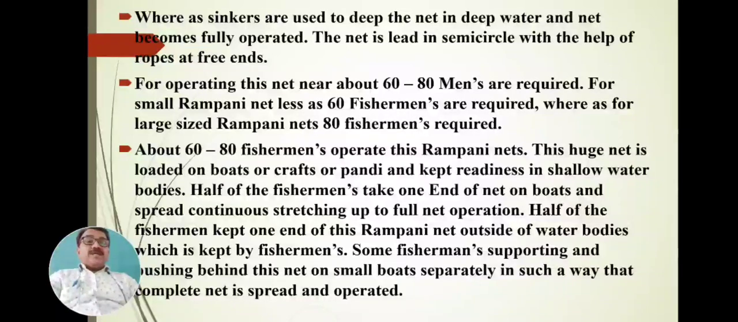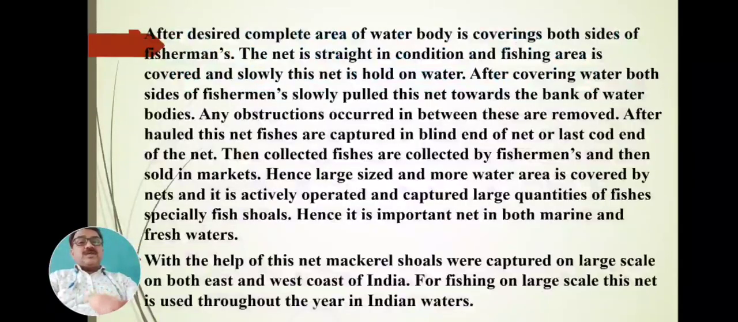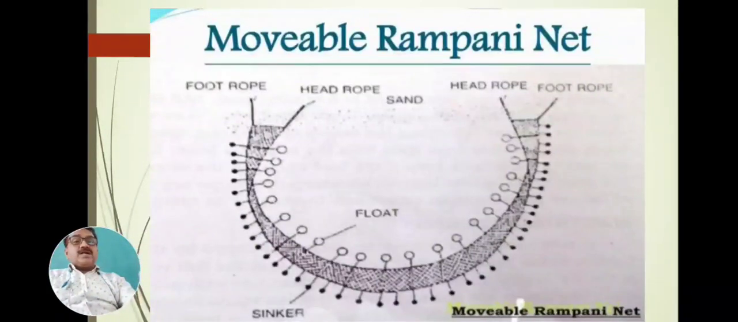The net is led in a semicircle with the help of ropes at the free ends. When the net is operated, it can be seen and observed in a semicircle condition.